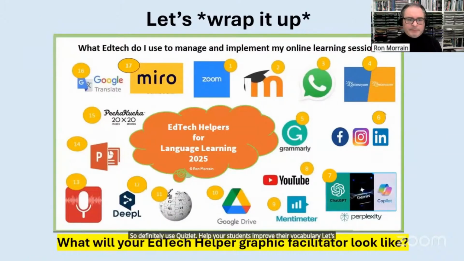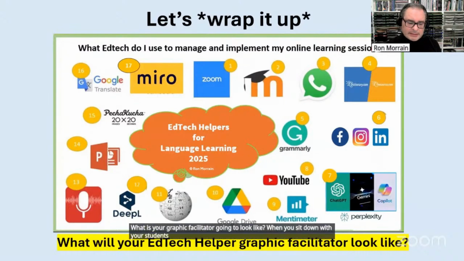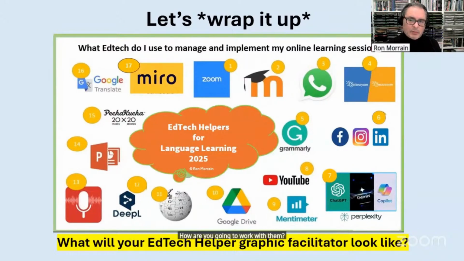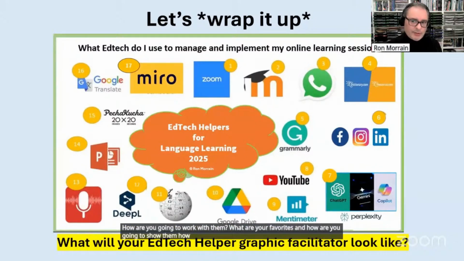Let's wrap it up, people. And I'm going to ask you a question. I just gave you a lot of my favorite things that I use in the classroom. Again, you see that graphic facilitator that I send to my students? What is your graphic facilitator going to look like? When you sit down with your students and hear what they have to say about how they integrate artificial intelligence and technology into their language learning experience, how are you going to work with them? And what are your favorites? And how are you going to show them how you use it and why you use it?